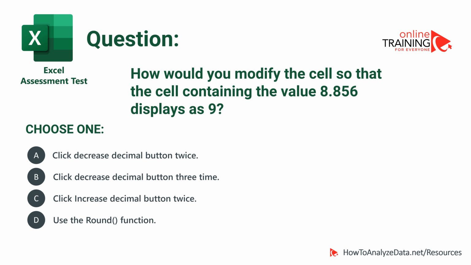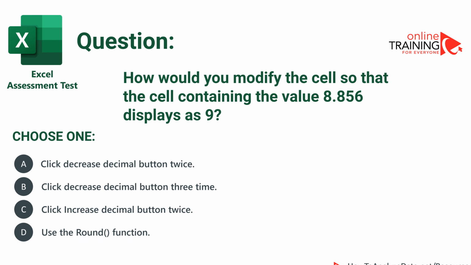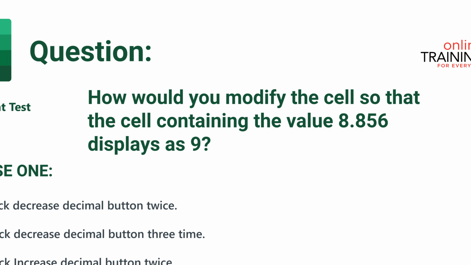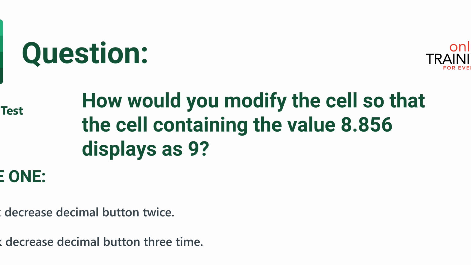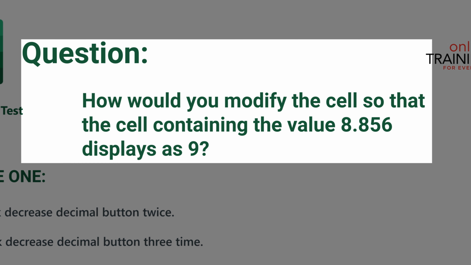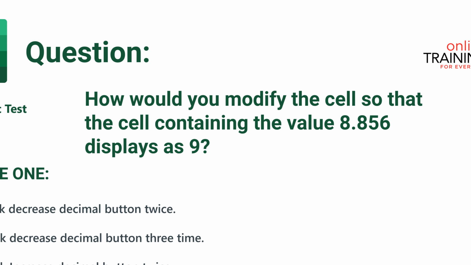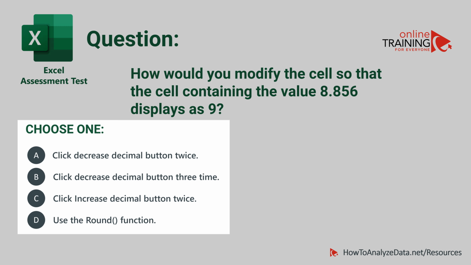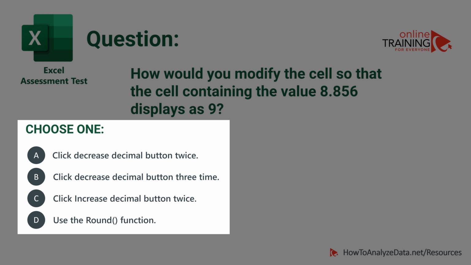Now let's look at the Excel test question that is frequently used at LinkedIn or Indeed.com or other types of tests, and tests your knowledge of number formatting. How would you modify the cell so that the cell containing the value 8.856 displays as 9? And you have 4 choices. Click decrease decimal button twice, click decrease decimal button 3 times, click increase decimal button twice, and then use round function. Which one do you think is the right choice?